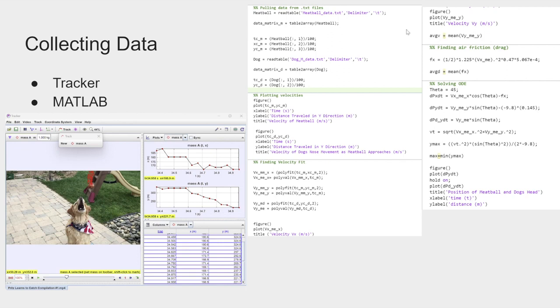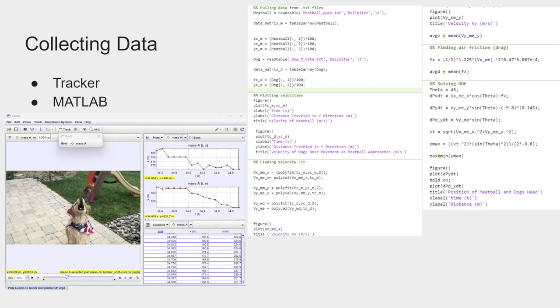We utilized MATLAB in order to enhance the solving of the ODE. The primary steps were thus. We first pulled all of the data and put it into text files to make it more readable. We then plotted the velocities. We found the velocity fit, and then we utilized that fit in order to solve the ODE while accounting for air friction. Then we plotted this with respect to the position of the dog, which we also found by finding the velocity of the dog's head movement in the Y direction.